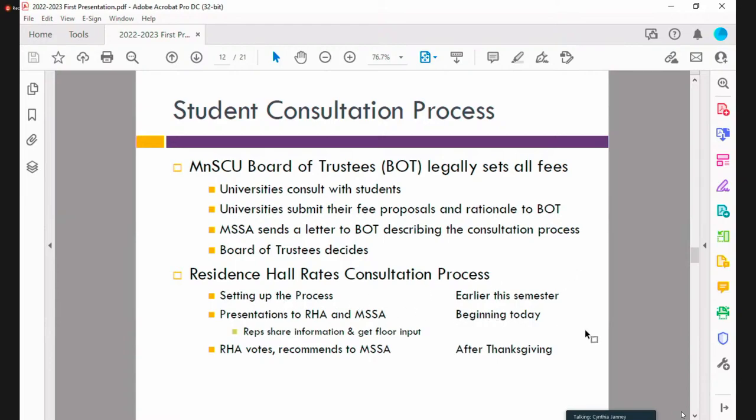The presentations for RHA and Student Government actually started on Monday. And then after Thanksgiving will be the timeline for RHA reps to vote, make a recommendation to MSSA, and then for RHA President Patrick Flynn to make a presentation to Student Government. And then for you as a group to consider that process.